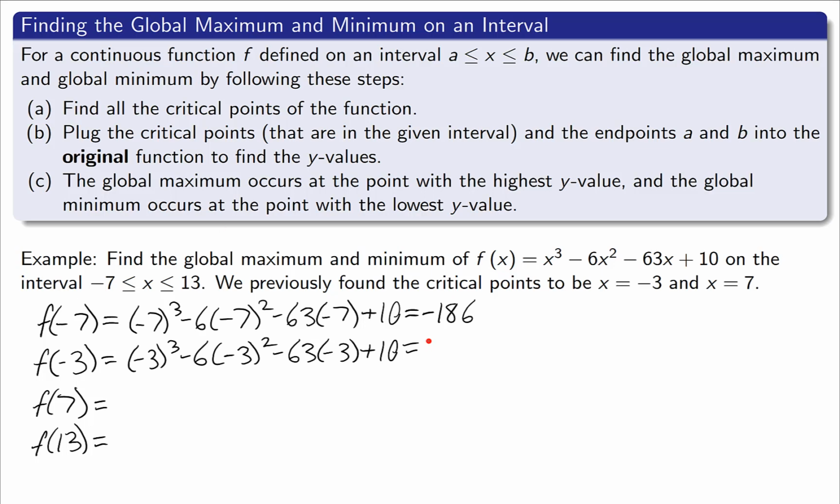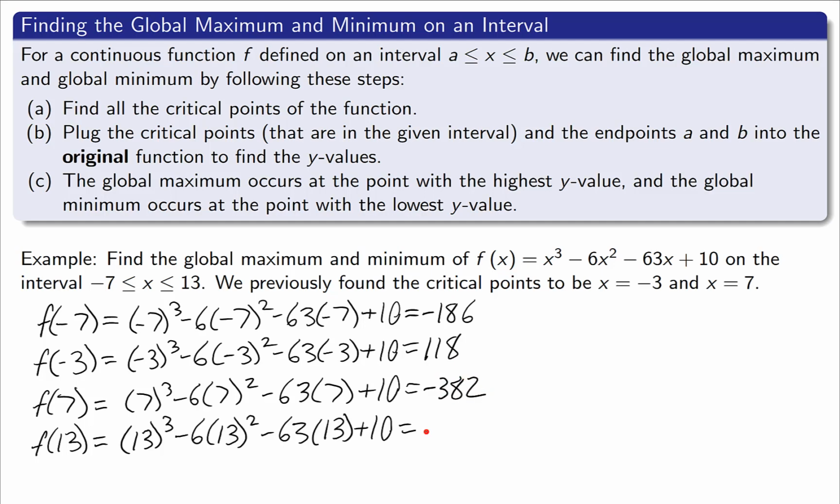Similarly, for -3, I get 118. For 7, I get -382. And for 13, I get 374. So now all I have to do is look at these 4 points and figure out which one is the highest and which one is the lowest.